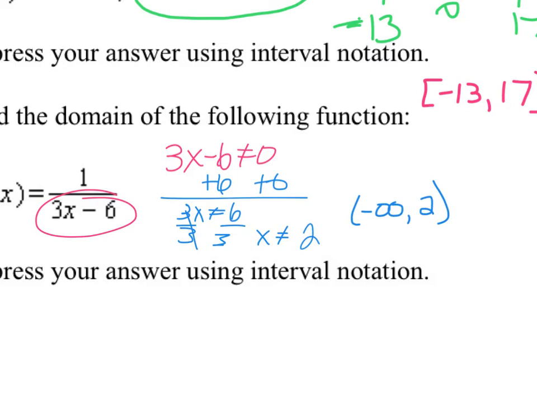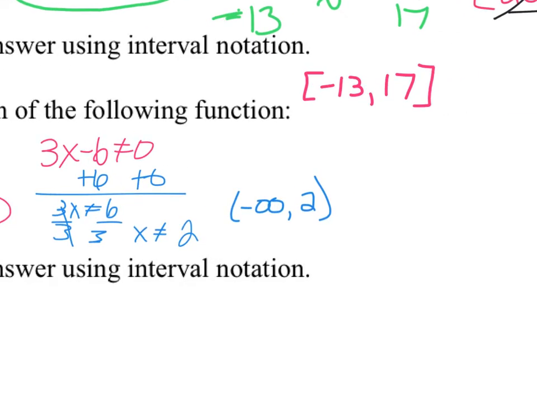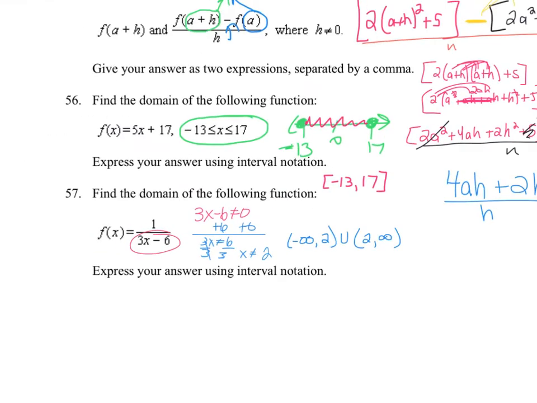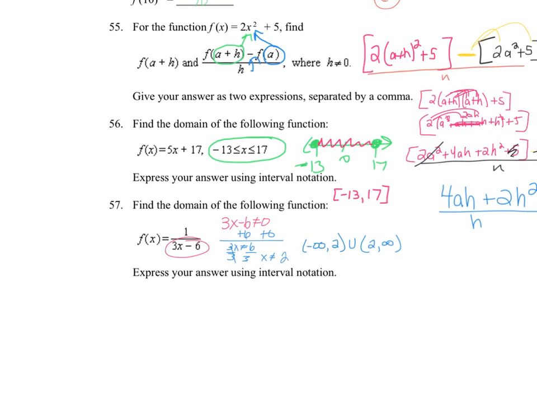2, good. Can I include 2? No, can't be 2, so it's just a parenthesis. Then what? Union, good as well. 2 to what? Perfect. Good. Good. All right, good job. Almost.